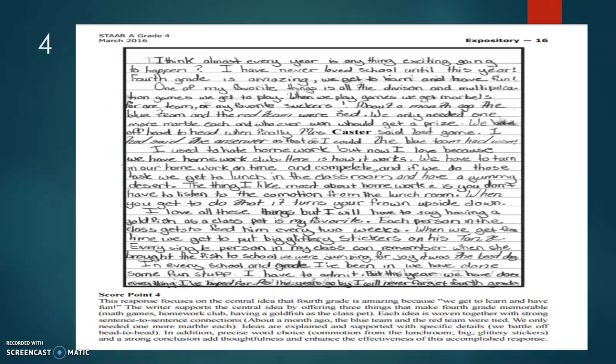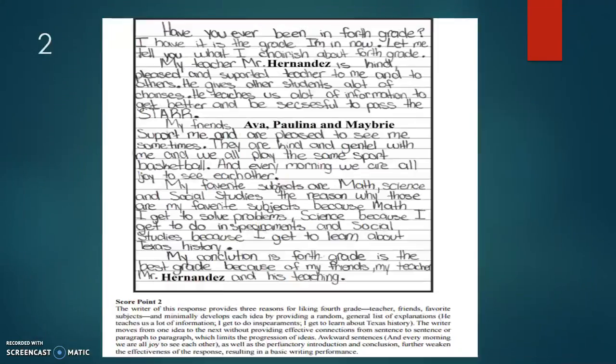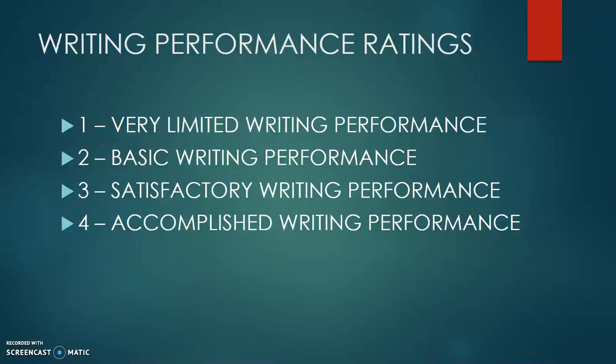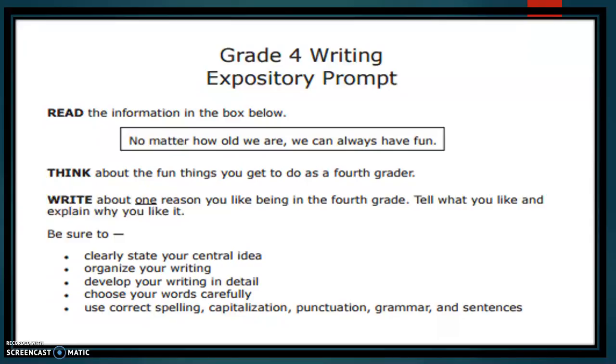So I hope that you have learned much about how you will be scored for your expository writing prompt. You'll be scored anywhere from a 1 to a 4 based on your writing performance following one expository writing prompt. So make sure that you understand that an expository prompt explains something. It's telling, for example, what you like, and explain why you like it. And then you have to show the reader. Tell them what you like, and then show them why you like it through explanations. That's why showing, not telling, is so important.